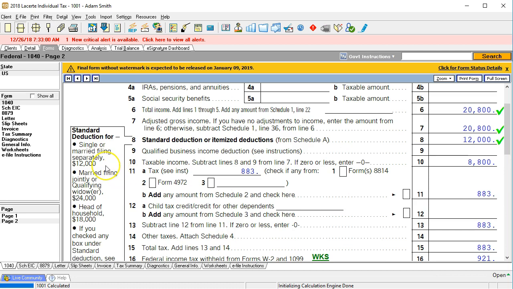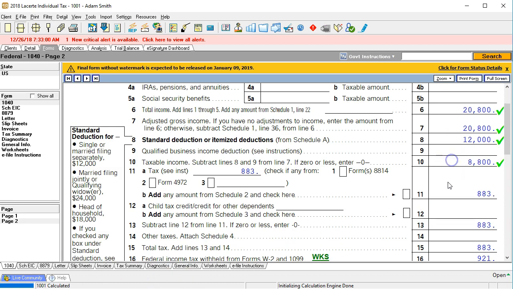Note to the right of the form, it tells us what those standard deductions are: $12,000 single, $24,000 married filing jointly. These things have changed greatly from prior years, and therefore they're typically higher. We want to make sure we note what that standard deduction amount is. That also makes it a lot less likely that we will be itemizing.